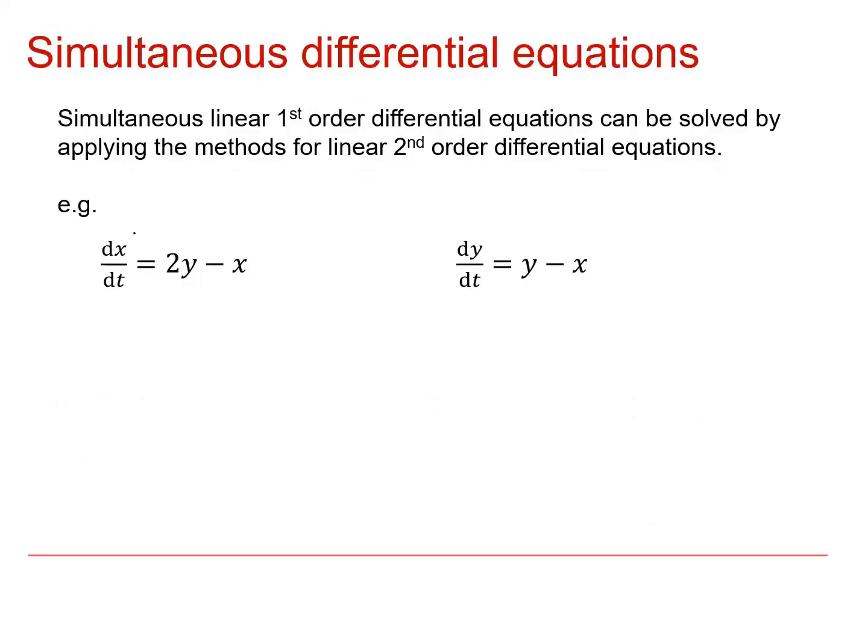Let's have a look at this example then. Here I've got a pair of differential equations. One involves dx by dt and y and x, and the other involves dy by dt and y and x. So I've got two dependent variables, x and y, and one independent variable, which is t. And as you can see, my derivatives are both with respect to t.